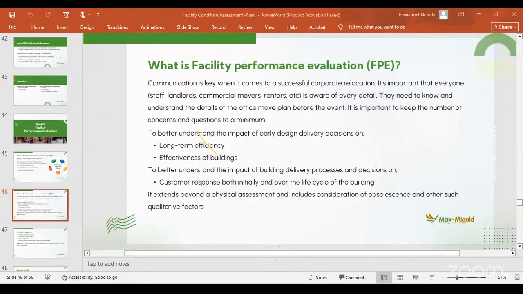Okay, thank you. So to better understand the impacts of early design delivery decisions on long-term efficiency and effectiveness of the building, to better understand the impact of the building delivery process and decision, customer response to both initial and over the life cycle of the equipment. It extends beyond physical assessment and includes consideration of obsolescence and other qualitative factors. So when you are doing your performance evaluation during the applying phase, you can measure your performance yourself, and you can allow the occupant of that facility to do the assessment.